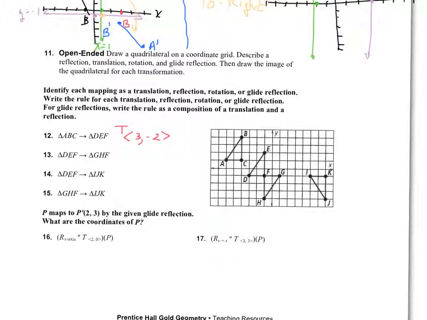So our rule for this one would be a rotation, which would be a lowercase r, my bad, sorry, a rotation of 180 degrees about the point F.